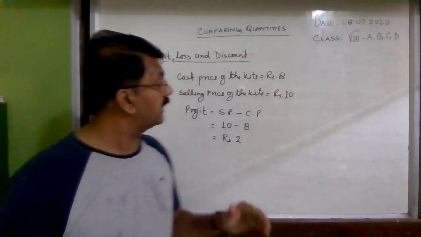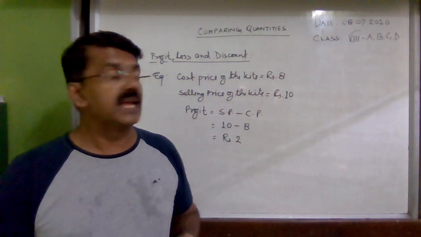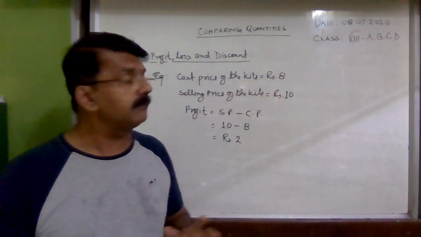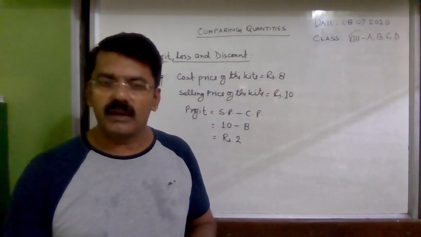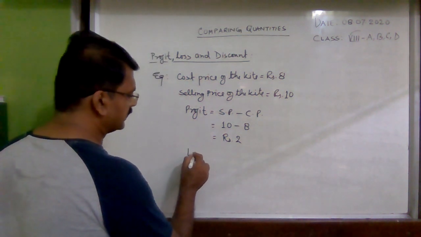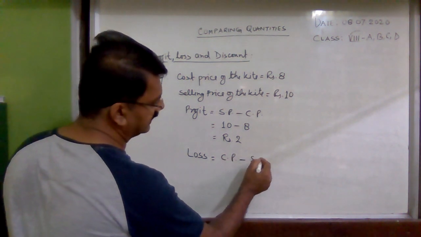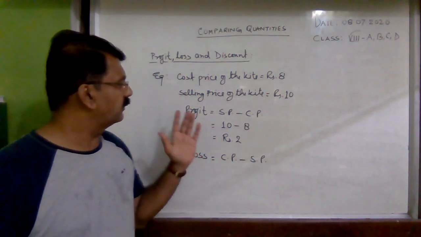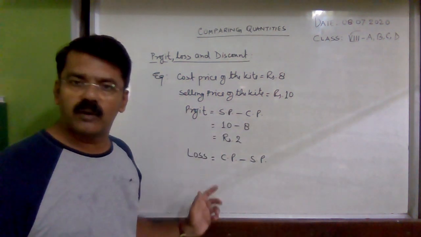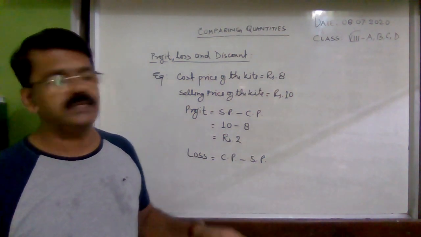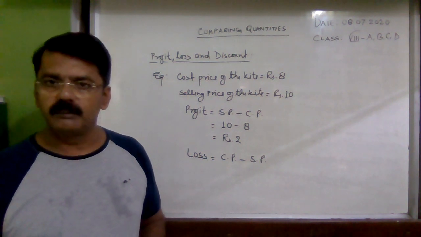Now suppose the selling price is less than the cost price. Whenever the selling price is less than the cost price, then there is some loss. Clear? Whenever the selling price is less than the cost price, then there will be loss, and the formula for loss is cost price minus selling price. So the formula for profit is selling price minus cost price, and the formula for loss will be cost price minus selling price, because definitely the cost price will be more and the selling price will be less.